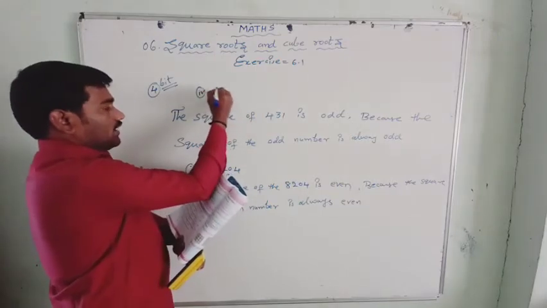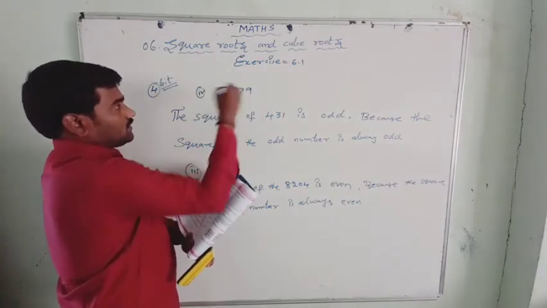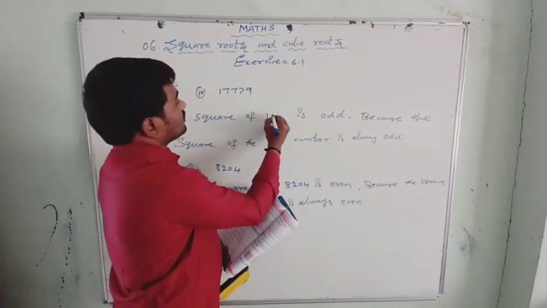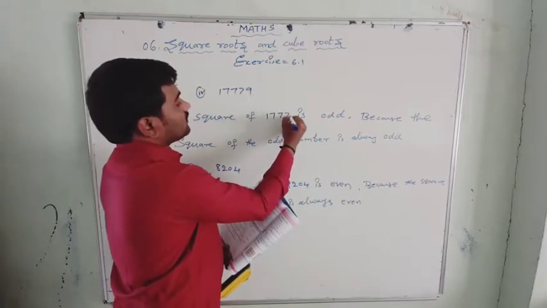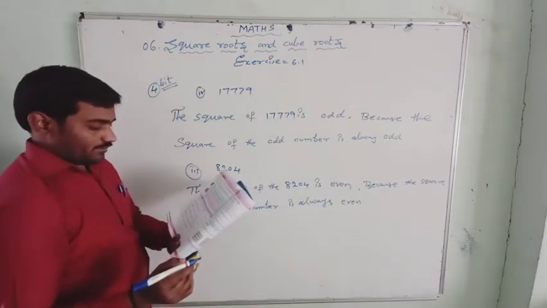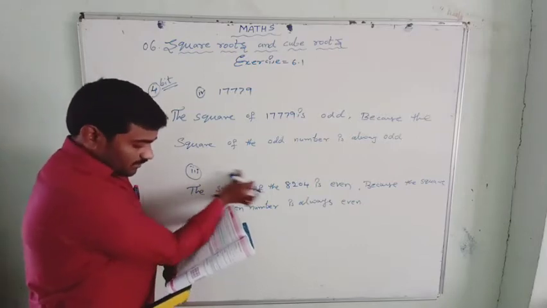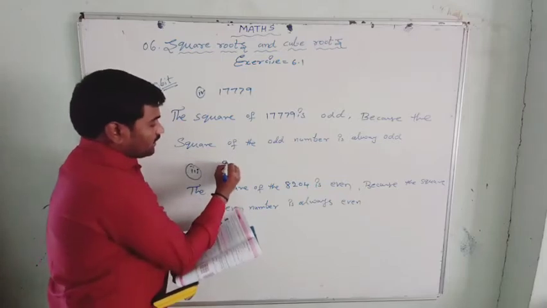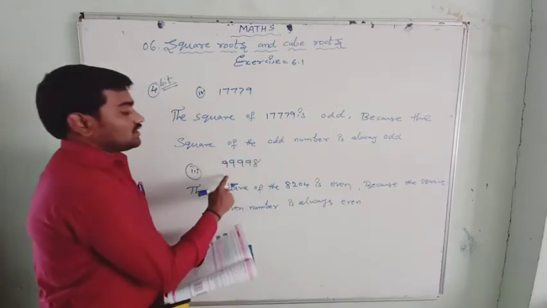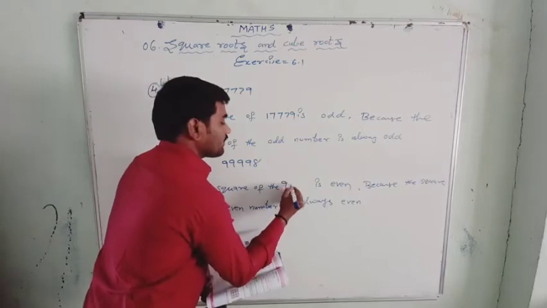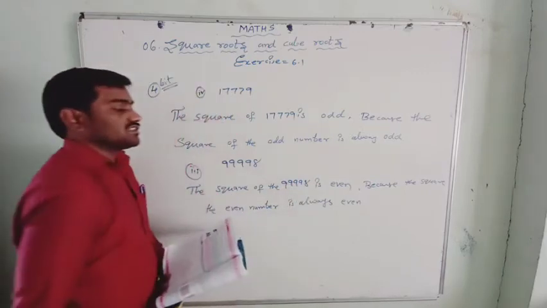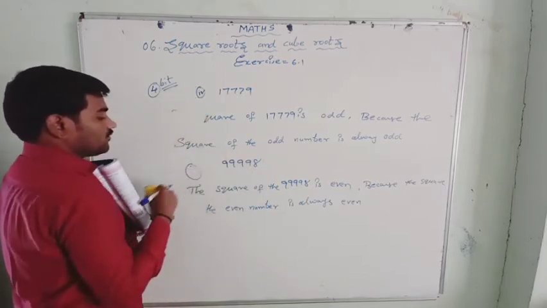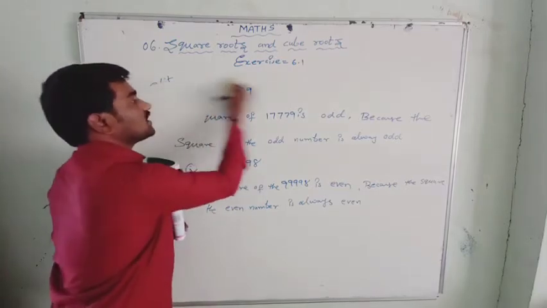Then the fourth one, 17779. Yes, it is an odd number, so the square of 17,779 is odd. Now the next given number is 99,998. The square of 99,998 is an even number, since the square of an even number is always even. This is the fifth one. So this fourth bit is also completed.